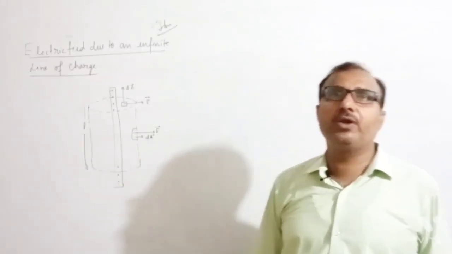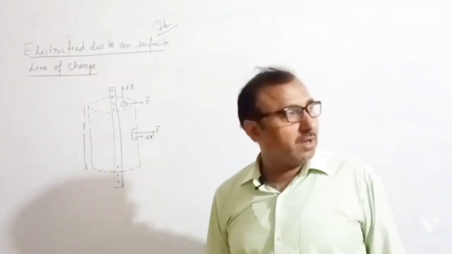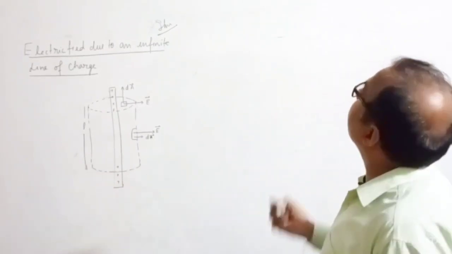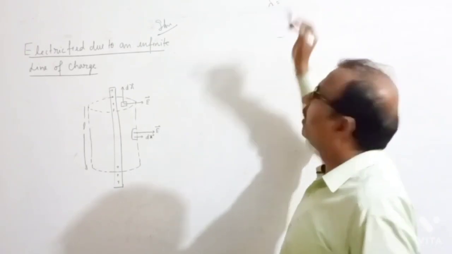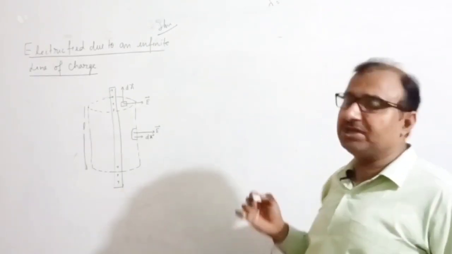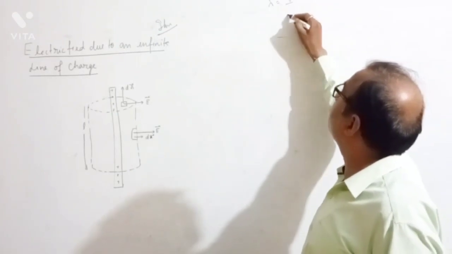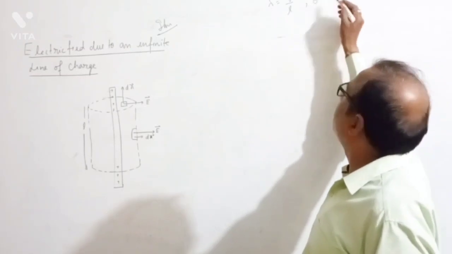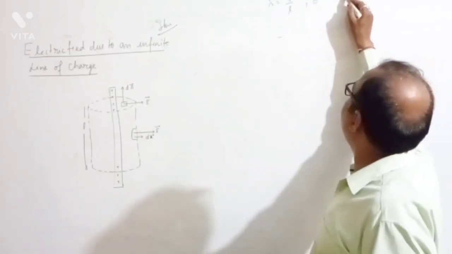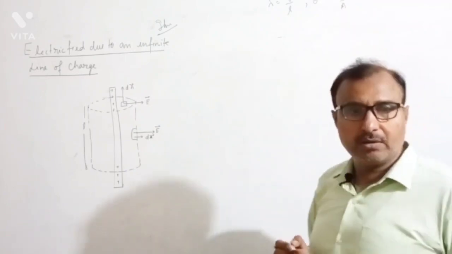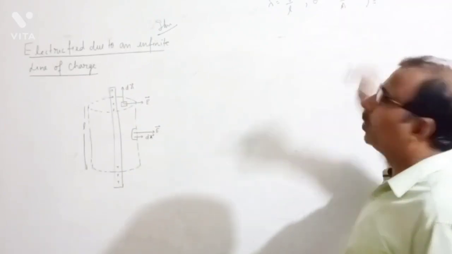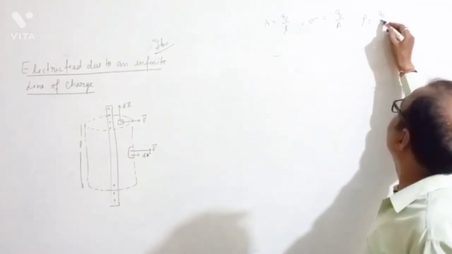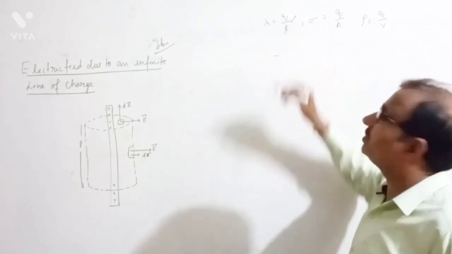Lambda: linear charge density, charge per unit length. Sigma: areal charge density, charge per unit area. Rho: charge per unit volume. Charge per unit length is linear charge density, charge per unit area is areal charge density, and charge per unit volume is volumic charge density.